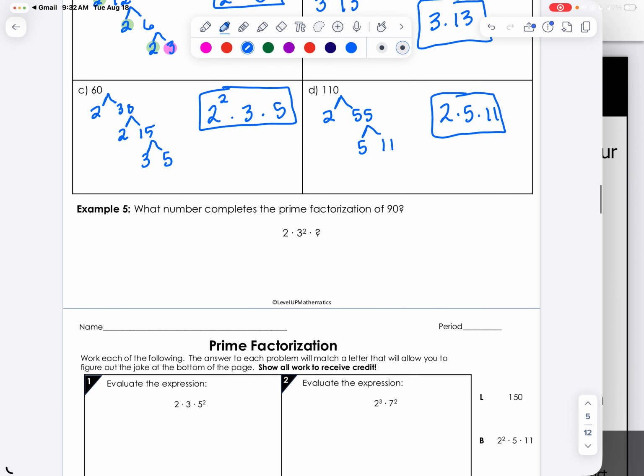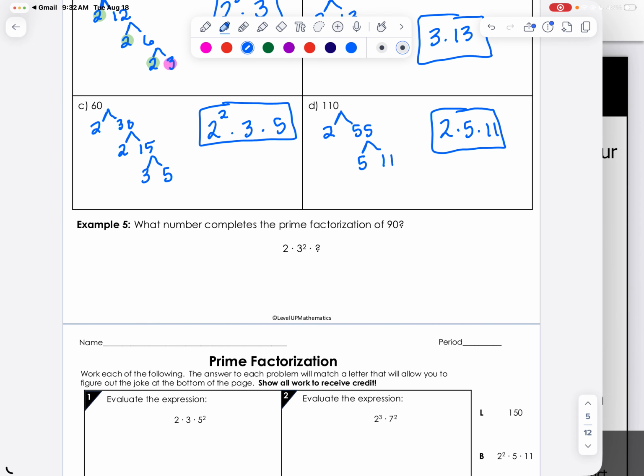All right, example 5. What number completes the prime factorization of 90? So they've already given us the first part, 2 times 3 squared times something. So I'm going to break down 90 here into 2 and 45. Now 45 is not even, but I know 5 will go into it. 5 times 9, and then 3 times 3. So I know my prime factorization is 2 times 3 squared times 5. So my missing number here was a 5.